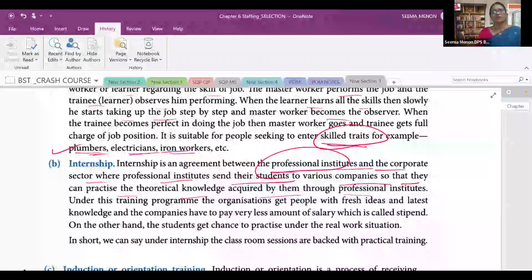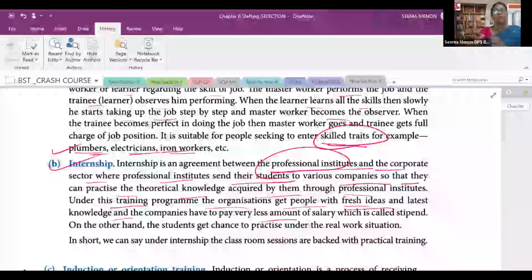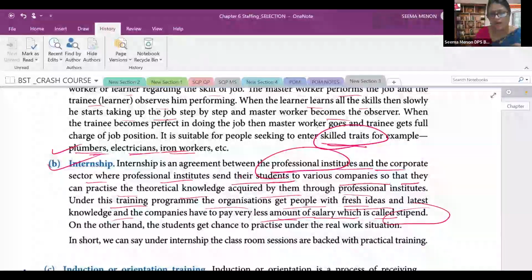Suppose you are working in some college, you are doing an MBA, and in the last semester you have to go and learn the work. That comes under internship. Under this training program, the organization gets people with fresh ideas and latest knowledge. They go to the organization, and whatever they learned from their textbook, they can understand its implementation, the implementation of the theory. Beyond that, they get good ideas and latest knowledge, and the companies have to pay very little. When they come as an internship trainee, the company will provide a small amount of salary, which is called stipend.